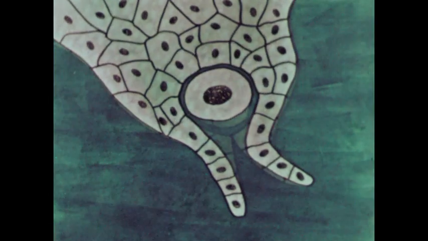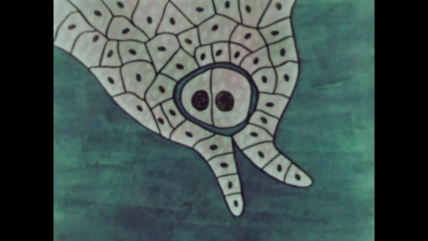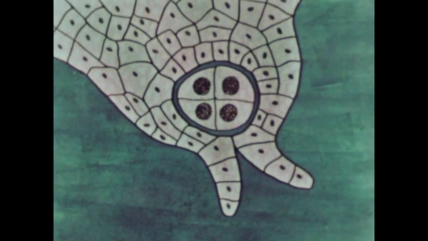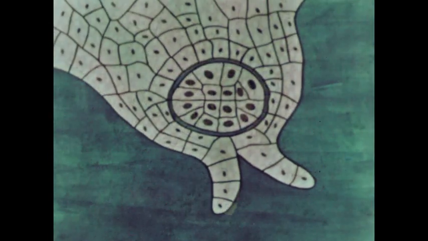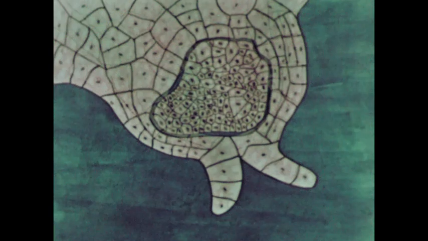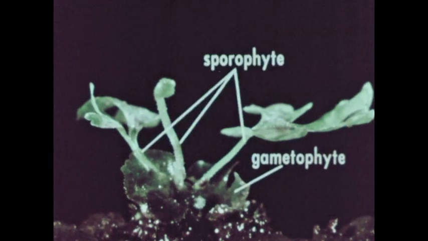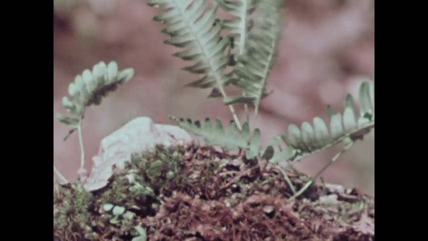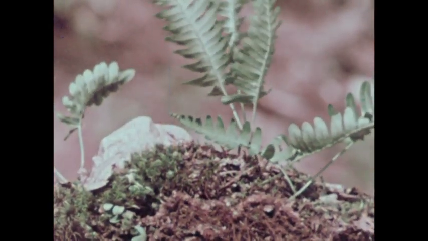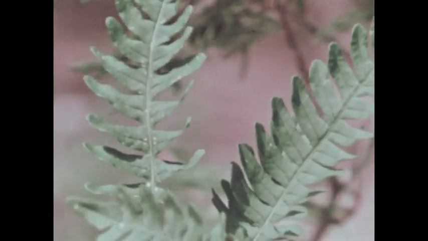This grows through a process of cell division. The new plant, which derives food from the parent gametophyte, is the new sporophyte generation. In time, it grows into the familiar fern plant with well-developed leaves called fronds.